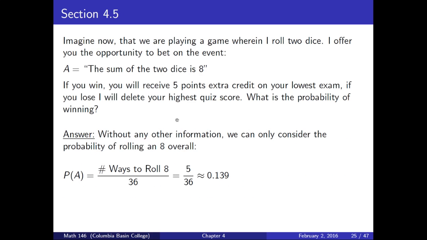Okay, so let's think of a different scenario here. Let's imagine we're playing a game and we're rolling 2 dice, and I offer you the opportunity to bet on an event. The event I'm going to offer you, A, is that the sum of the 2 dice is 8. So if you win, you'll receive 5 points extra credit, and if you lose, I get to delete your highest quiz score. So what I want to know is what's your probability of winning. Without any other information, we're just going to have to consider the probability of rolling an 8 overall.